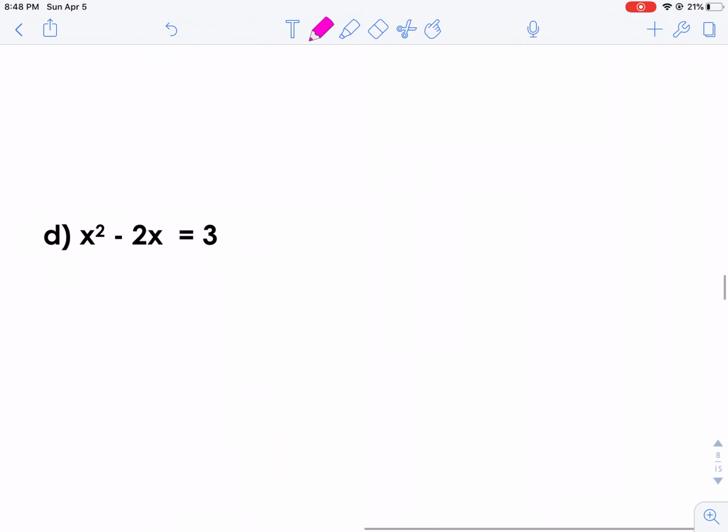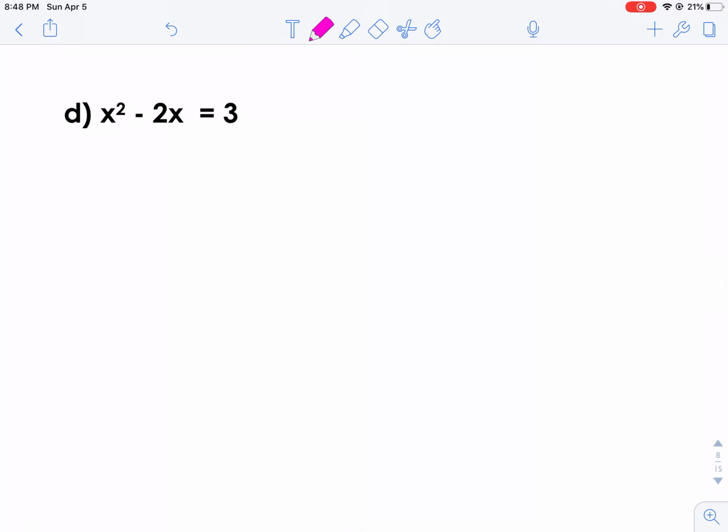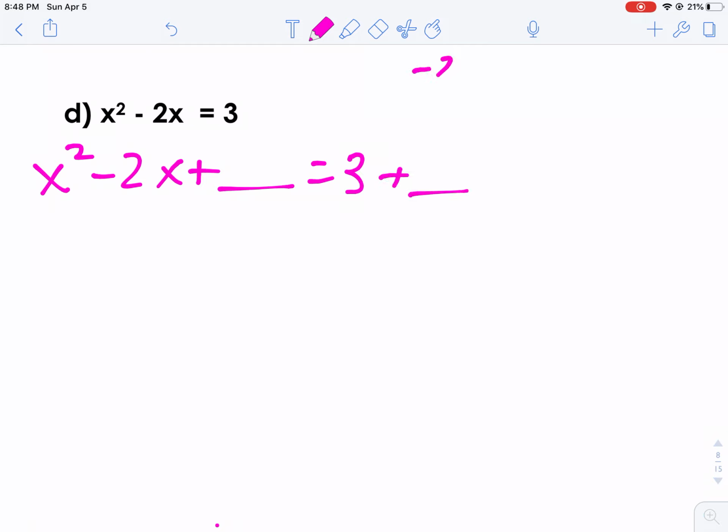Okay. All right, let's do D first, and then we'll go back to C. So in D, we have x squared minus 2x equals 3, so that first step has already been done for us, having the 3 on the other side. So we just need to start by completing the square. So we're going to be adding on that C value. Again, make sure we add it onto both sides. So we're going to take negative 2, cut it in half, and square it, which would give us a positive 1. So we're going to be adding 1 onto both sides.